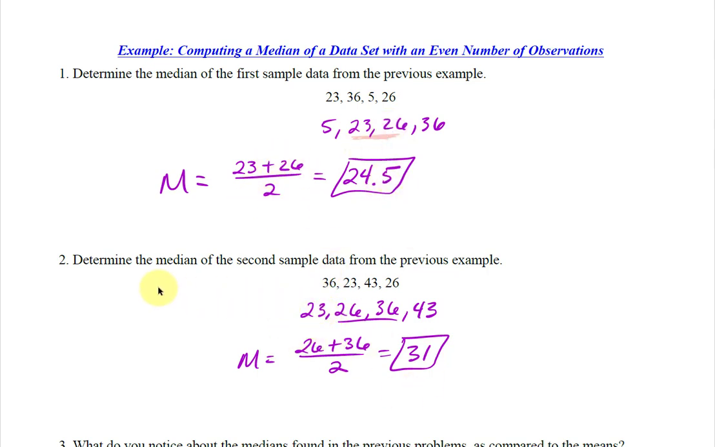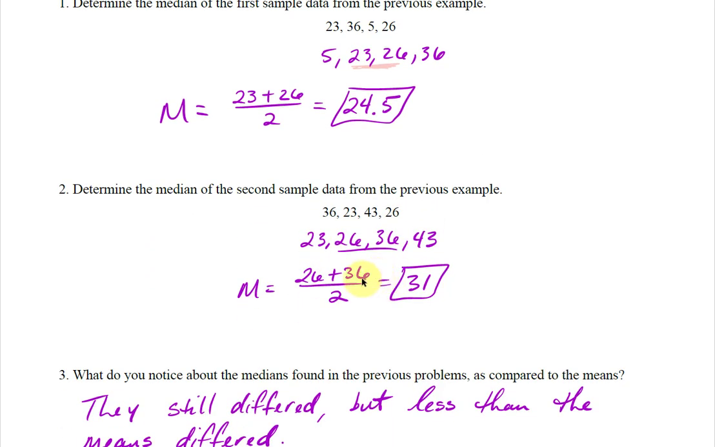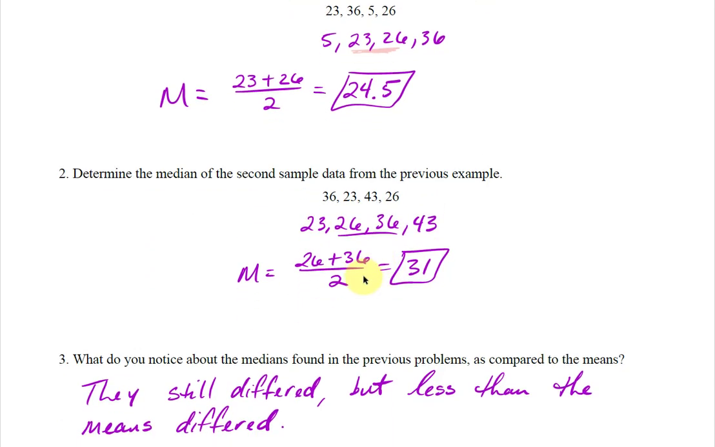The same thing applies to the last data set of these 4 values. Again, I put them from smaller to larger, and there are 2 middle values. I add them together and divide by 2, because we don't have a single middle value. So we have 2 of them in the middle, and you need to add them and divide by 2.